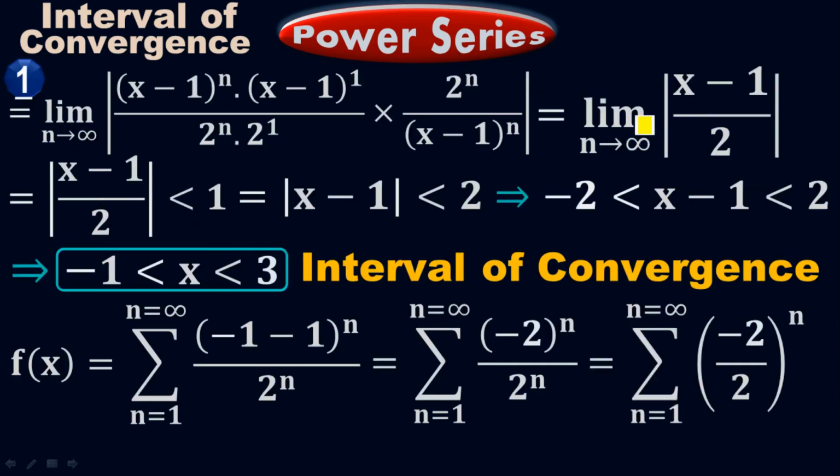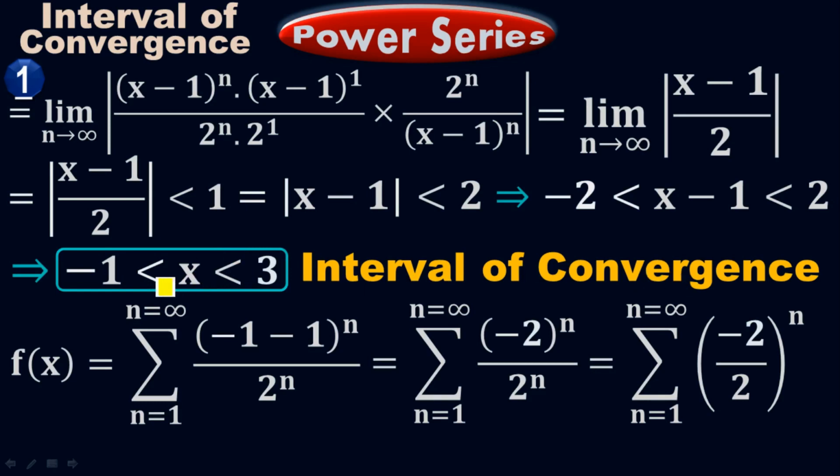Remember, the final limit value is the modulus of (x minus 1) over 2. This is the limit value, because when you apply the limit on (x minus 1) over 2 where n approaches infinity, you get (x minus 1) over 2. We set the limit value less than 1 because we are checking for the power series to converge. And then at the end we got the interval of convergence.